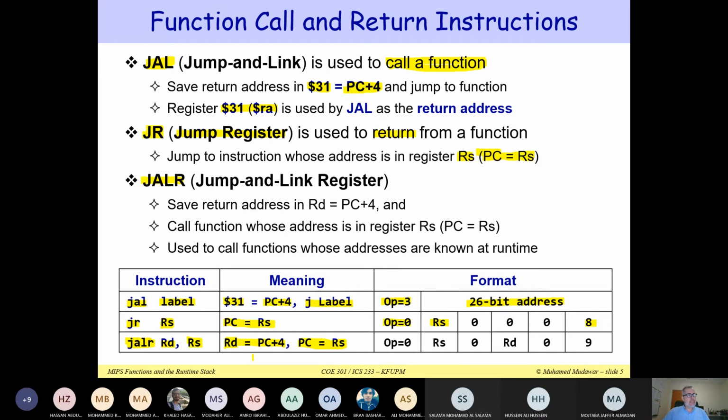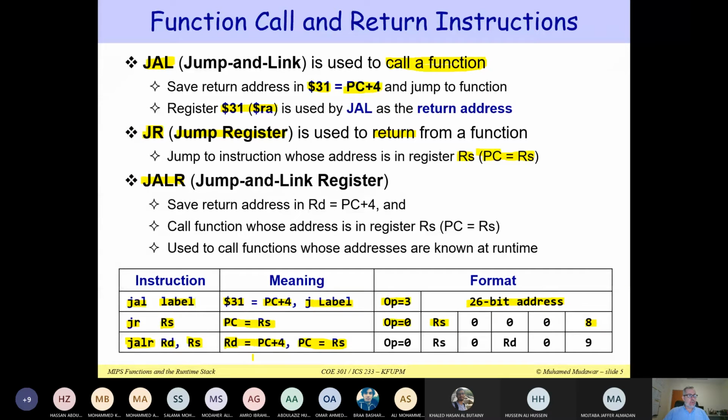Khalid? Yes, Doctor. What's the difference between these instructions and the normal jump that we know? The normal jump is going to jump to a given label. You cannot use it to call a function or to return from a function. If you use it to call a function, and the label is the address of the function, you can actually jump to the first instruction, but you don't really know where to return.